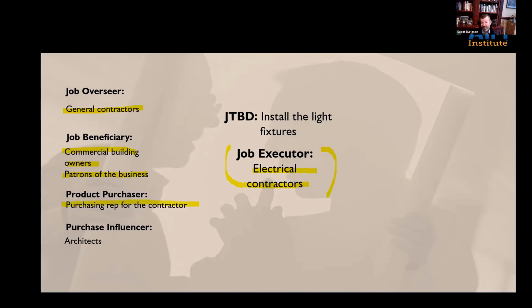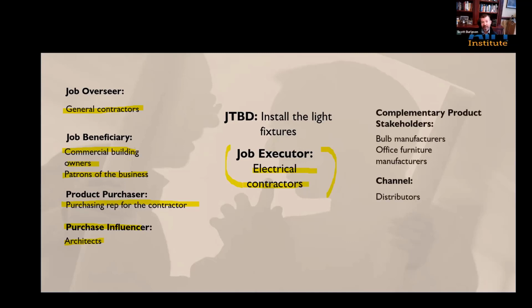And then it was interesting that you guys on your own brought up the veterinarian as a purchase influencer for the job of feed the dog, because this is a pretty significant purchase influencer in this space. Architects, as far as installation, they're not the ones doing the installation. So then we could also have some complementary product stakeholders. I won't go into all this, maybe distributors, bulb manufacturers, people who make office furniture, etc.